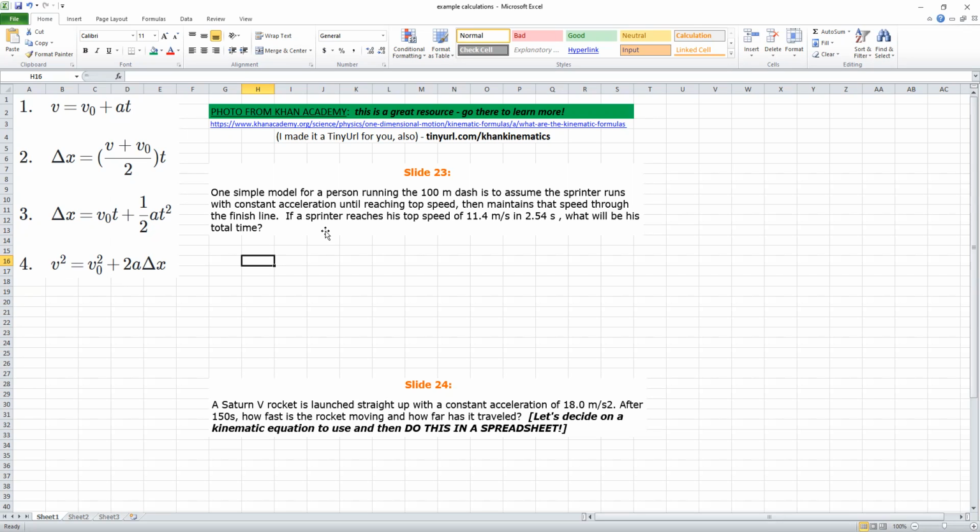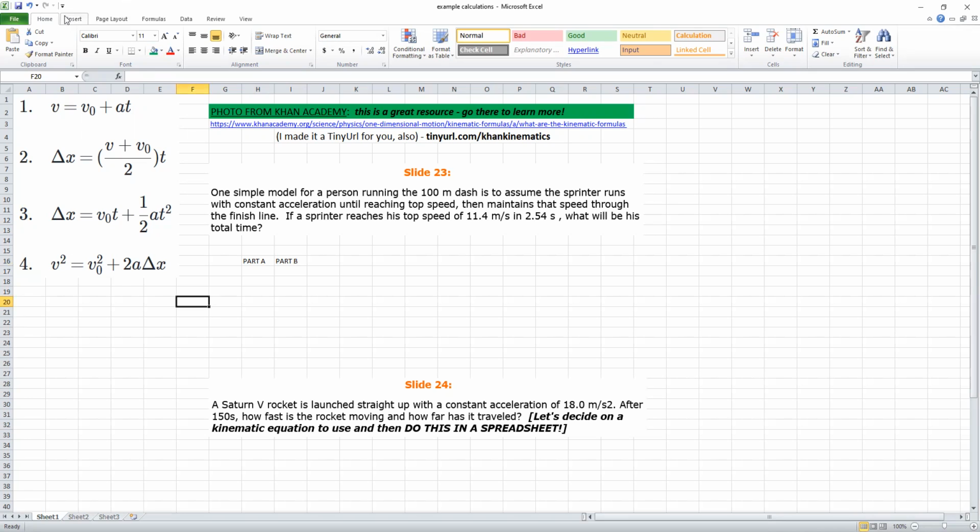And again, I always model for you how I would like you to proceed. So the first thing that you do when you're reading a problem is you think about what variables there are and what units they might be. So it says one simple model for a person running the 100-meter dash is to assume the sprinter runs with a constant acceleration until reaching top speed, then maintains that speed through the finish line. So I would draw a picture in this case, which if you look at my work was really just a simple line diagram, but overall you have a trip part A, and then you have a trip part B.